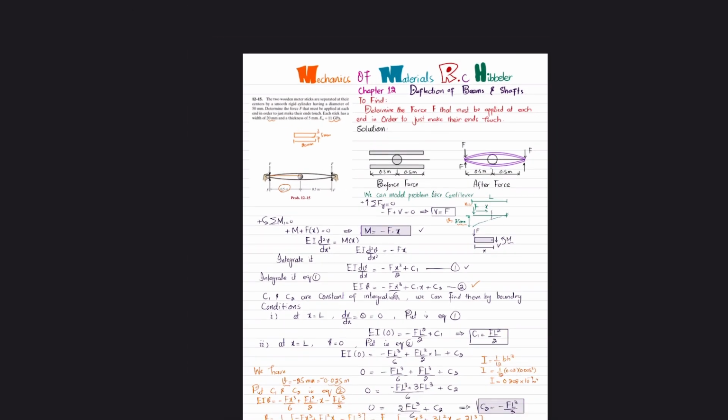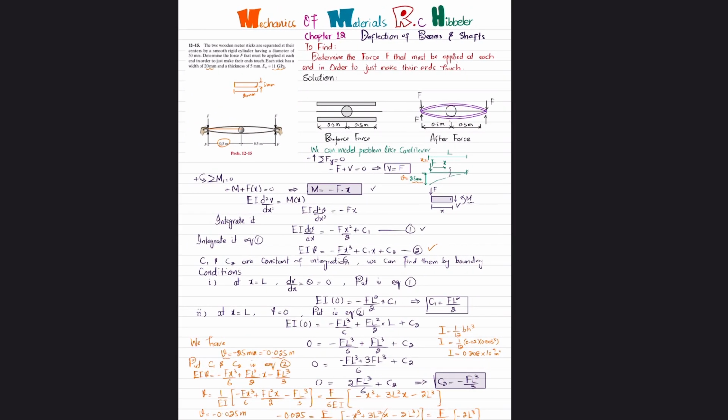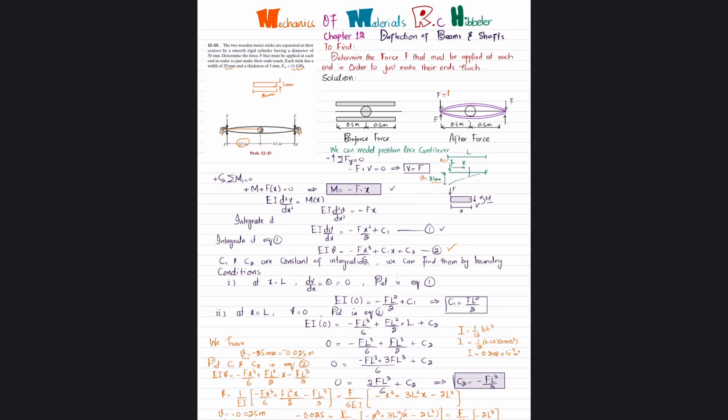So it means that when you apply a force of 1.375 Newton here, here, here and here, these two wooden sticks will meet at this point with no deflection. It will just meet at this end. And that was all about this problem 12-15.